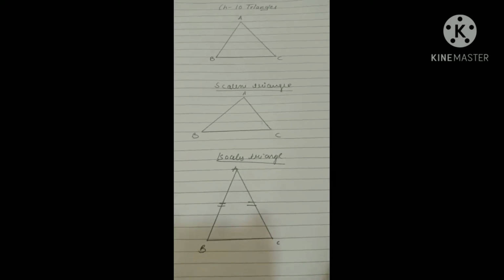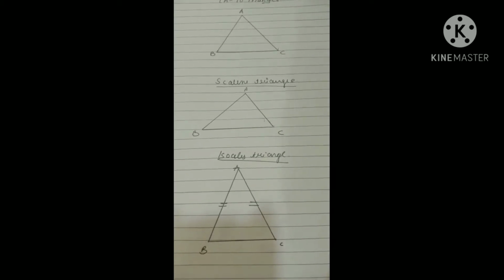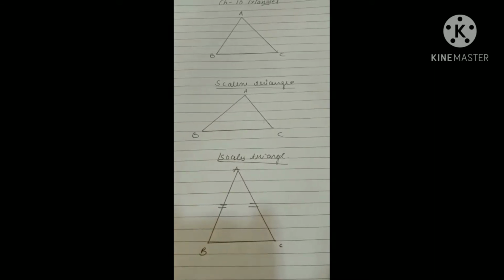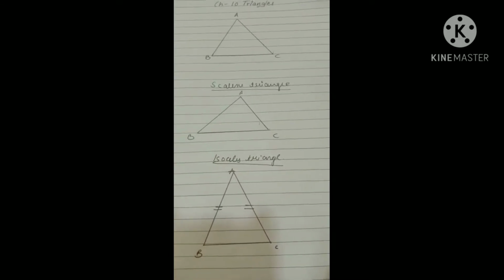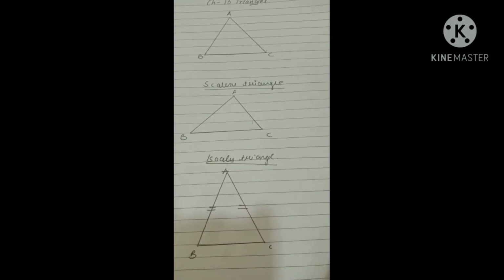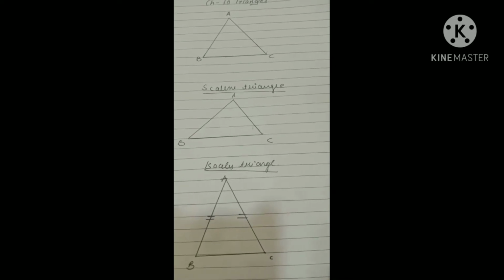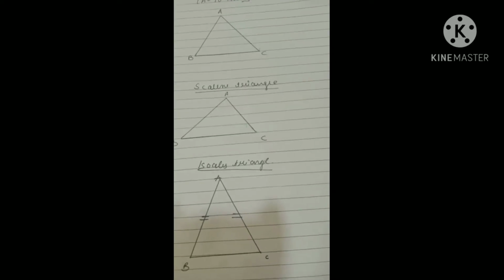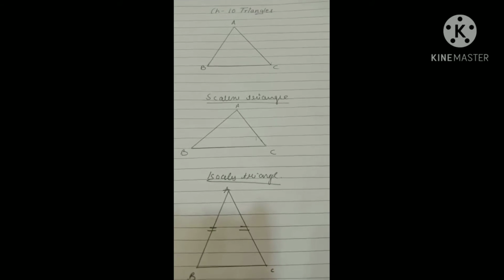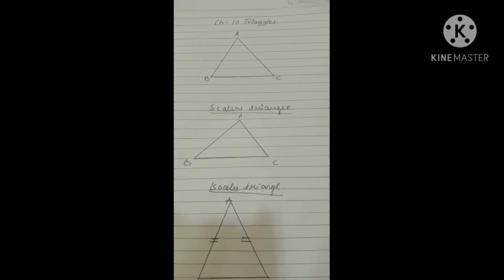So now I'm going to tell you about the triangles. Basically, a triangle is a closed curve figure formed by three line segments. A triangle has three sides, three angles and three vertices. Now I'm going to tell you about the triangles on the basis of their sides.